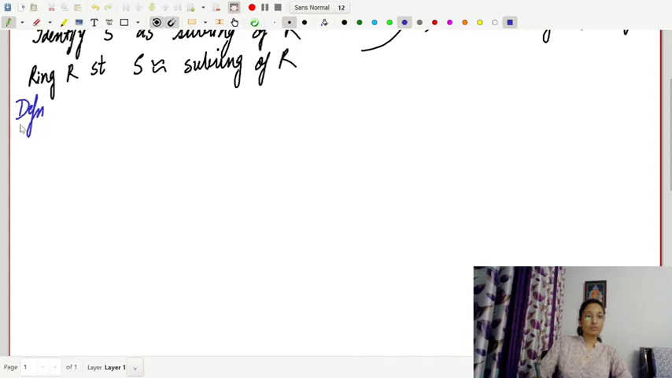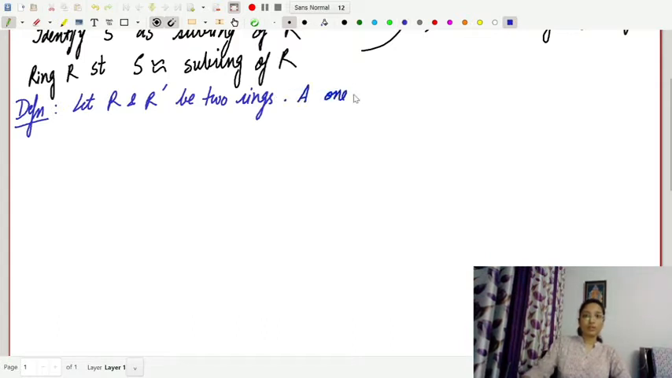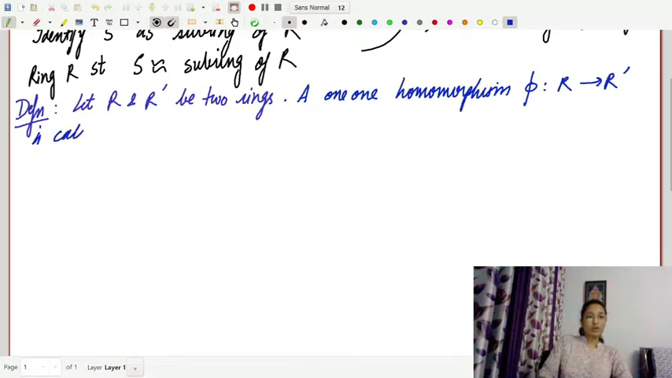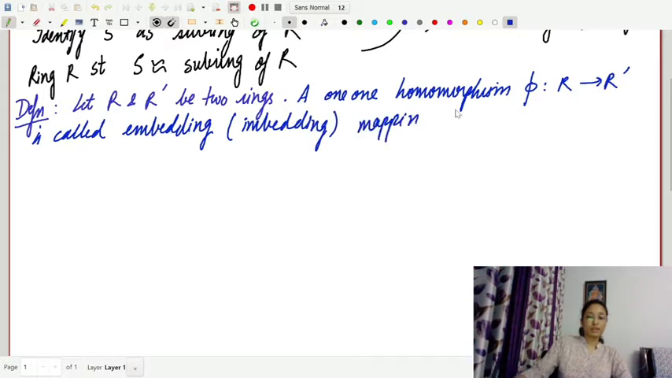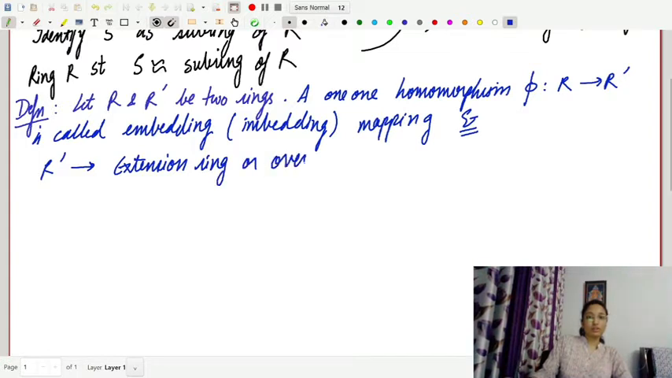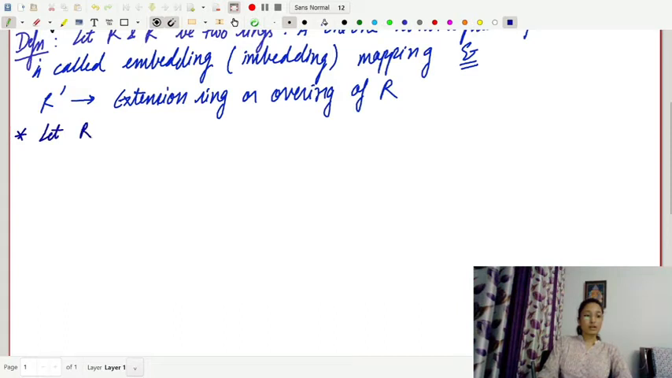Now, let R and R dash be two rings. A 1-1 homomorphism phi from R to R dash is called an embedding or embedding mapping, and in that case R dash is called an extension ring or overring of R.